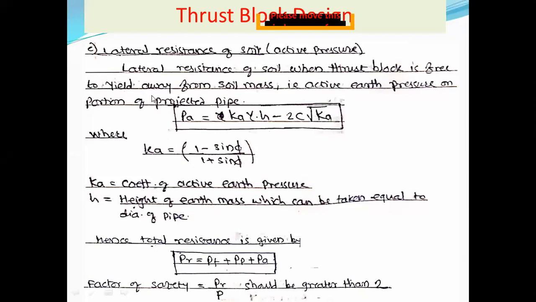Write down the third force, that is lateral earth pressure, lateral resistance of soil, active earth pressure. To find out, this is the formula. At last, we do the addition of these three forces: frictional resistance, passive earth pressure, active earth pressure, and we find out the total resistance offered by that thrust block, which is given by letter PR.